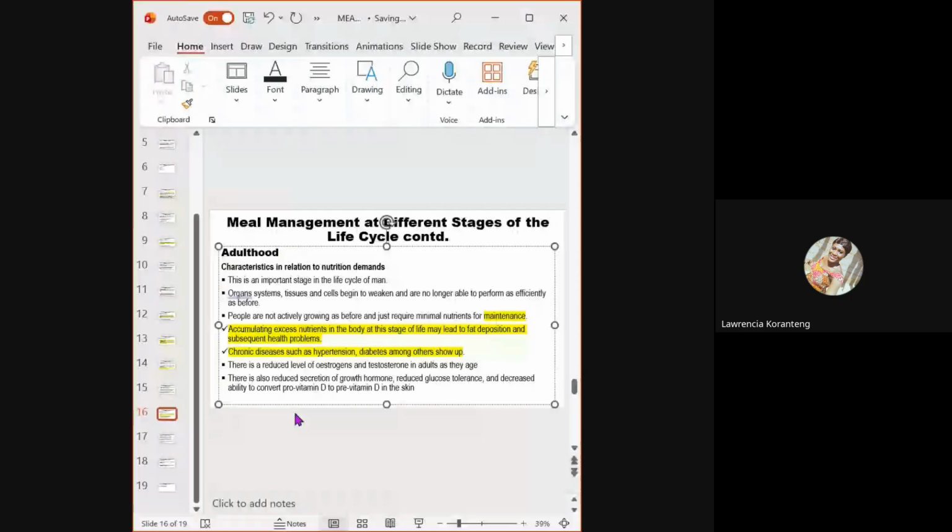So as you are trying to psychologically satisfy your childhood cravings, you are likely to get into this kind of problems, hypertension, diabetes, and fat deposition.